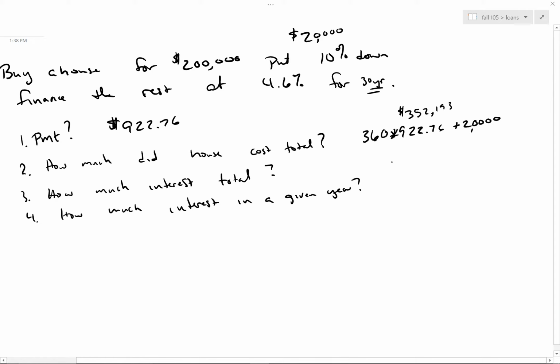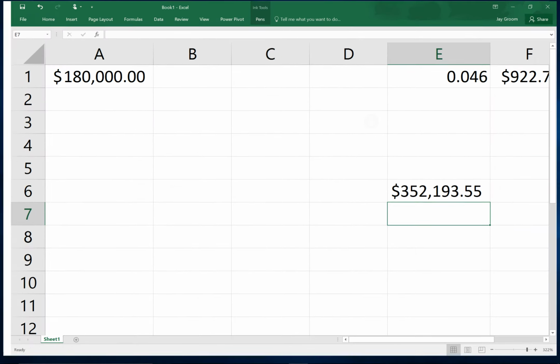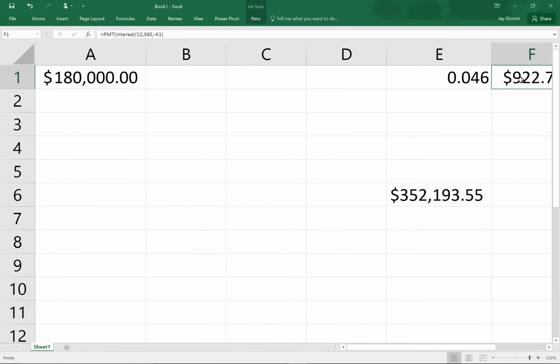Now, how much interest did I pay? Well, everything that's interest is above and beyond the cost of the home. The cost is $200,000, so the rest of it must be interest. Okay? And then the next question is simply how much do we pay in the first year? Now, there's a good way to do that, so don't forget to name your payment.